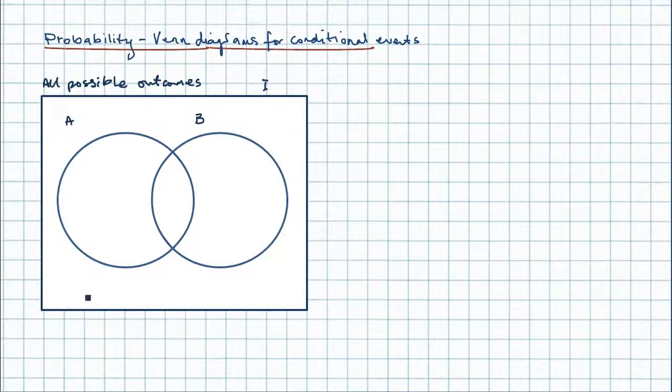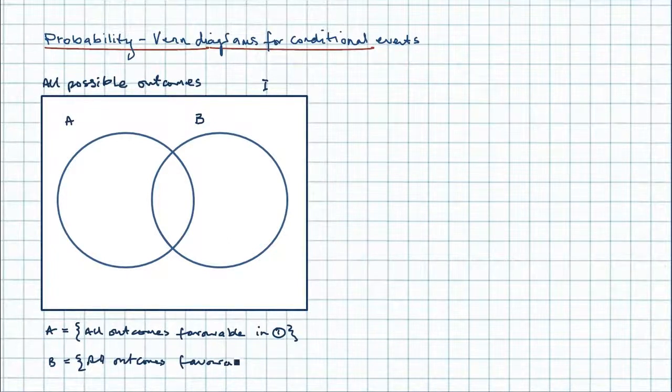Okay, so what does A represent? Well, A must represent, and we use curly brackets like this, the set of all outcomes that are favorable, in other words, successful, in the first event. Let's just call it one, like that. And B has got to be all the outcomes that are favorable in the second event. So if we're drawing from a collection of things or a population of people, for example, then this would be the second draw.